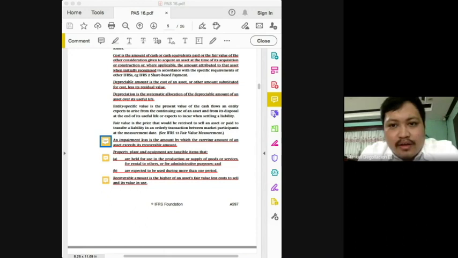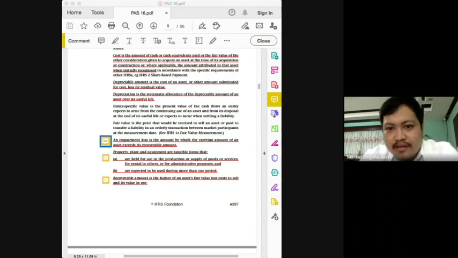Okay. The carrying amount is 200,000. The fair value less cost to sell is 250,000. The value in use is 150,000. And the question is very simple. Is the asset impaired? The answer is no. Why is the asset not impaired? Because the recoverable amount is higher than the carrying amount.